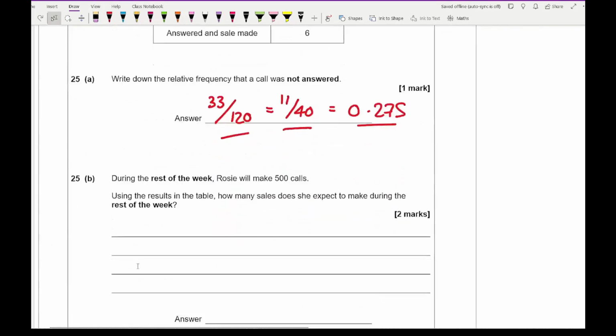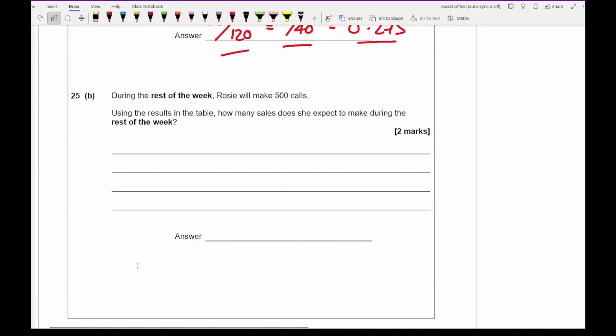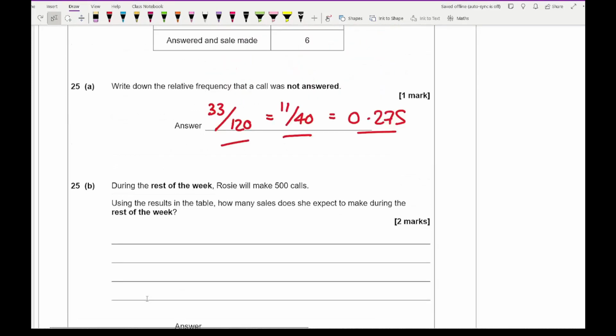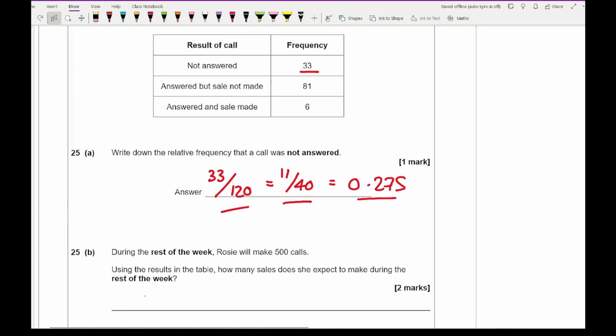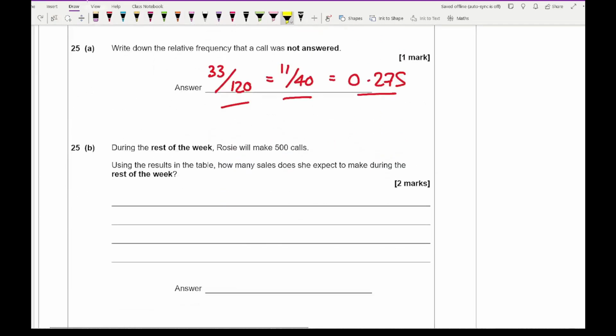Then moving on to question 25b, it says during the rest of the week, Rosie will make 500 calls. Using the results in the table, how many sales does she expect to make during the rest of the week? Well, looking at the relative frequency of the sales that she made, there were 6 out of 120. So if we look at 6 over 120 and then multiply that by the total number of trials, which is 500, and if I type that straight into my calculator, I get an answer of 25.